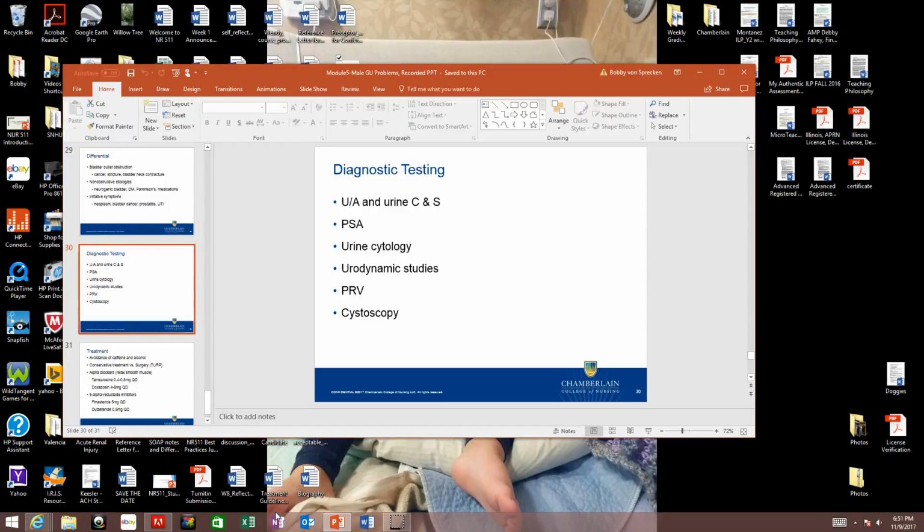More advanced diagnostics include, and should be done by a urologist: urodynamic studies to identify difficulties in emptying the bladder, post-void residual urine tests, otherwise known as PVR, and a cystoscopy.